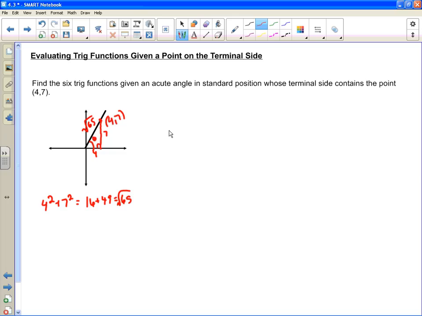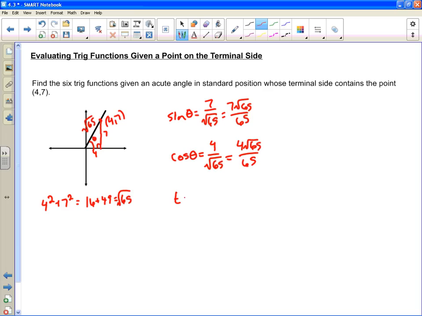So now I can write all of my trig functions. Sine of this angle is opposite over hypotenuse, so 7 over square root of 65, which equals 7 square roots of 65 over 65. I have cosine, which is 4 over the square root of 65, equals 4 square roots of 65 over 65. And tangent, which is opposite over adjacent, so 7 over 4.